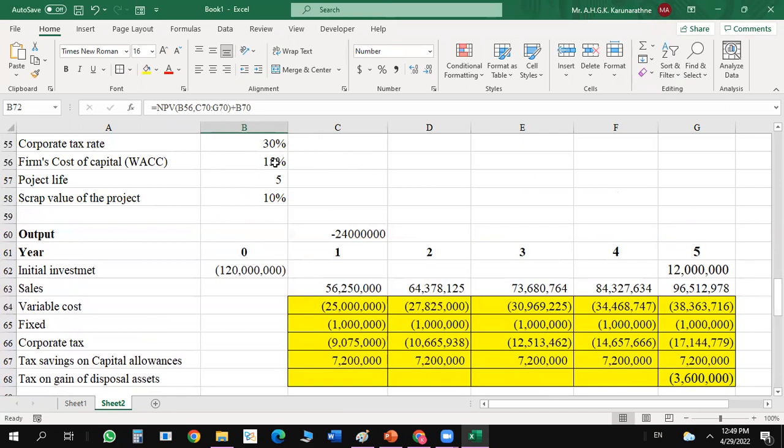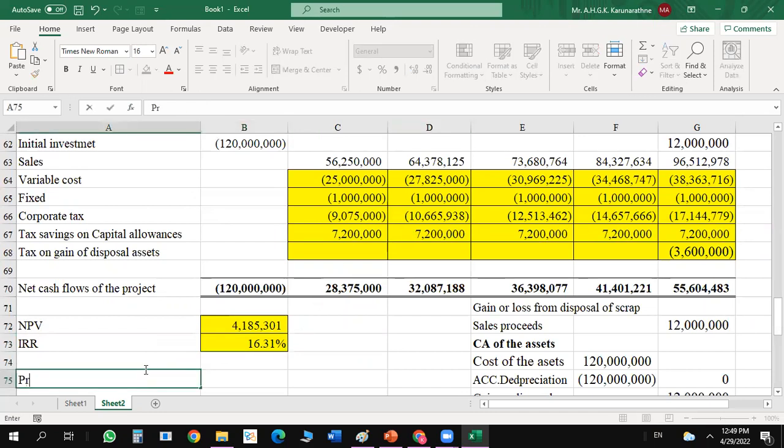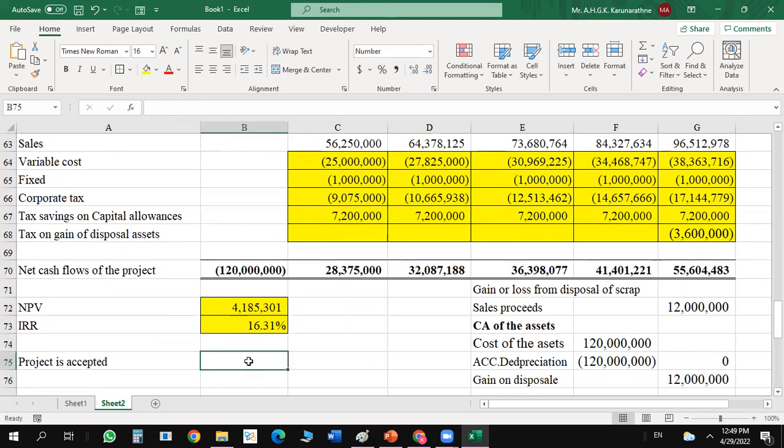The cost of capital is 15%. The return is 16.3%. You can expect 15%. So the project is accepted.